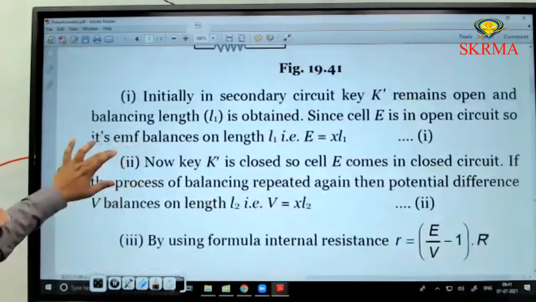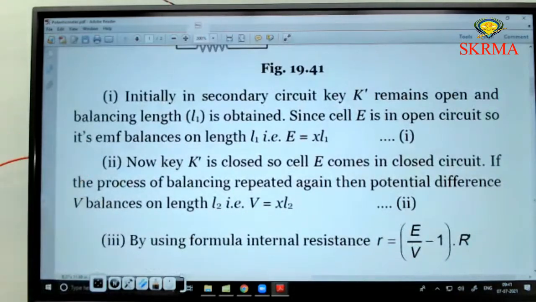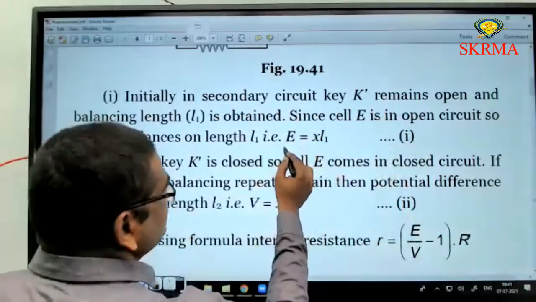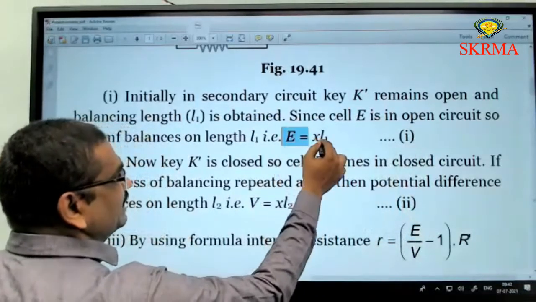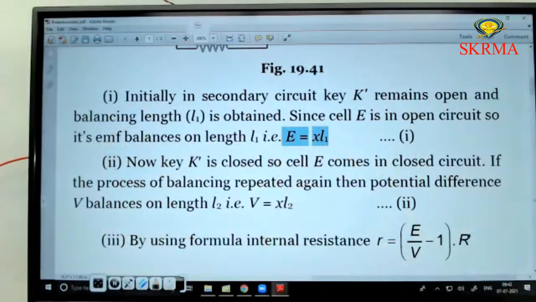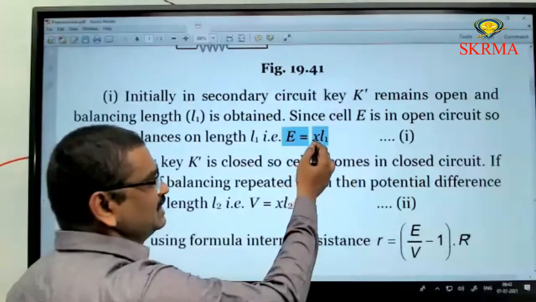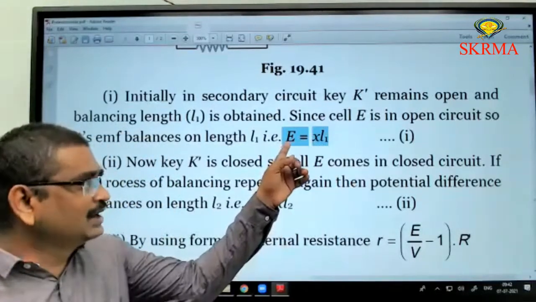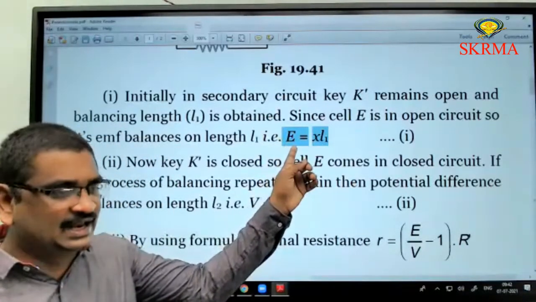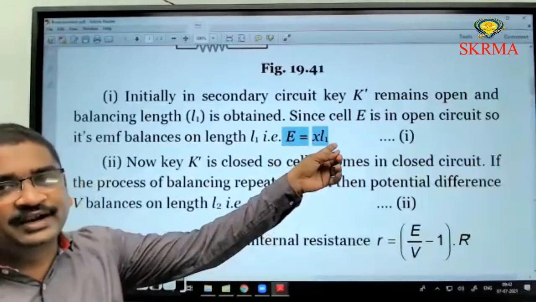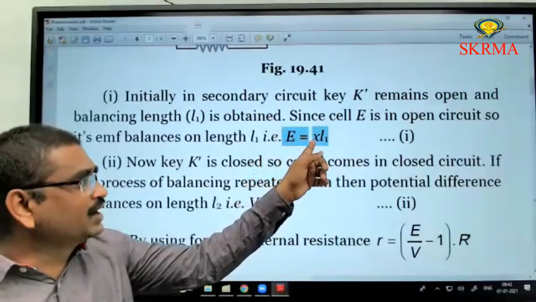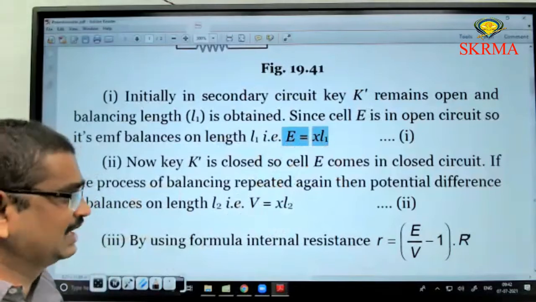So, a simple equation. First connect one battery, just one cell of EMF E, then you will get a balancing length like this. We got a balancing length L1. So EMF can be written as potential gradient into length L1.